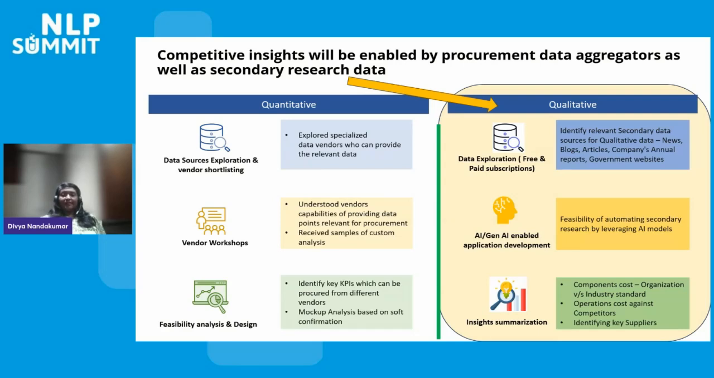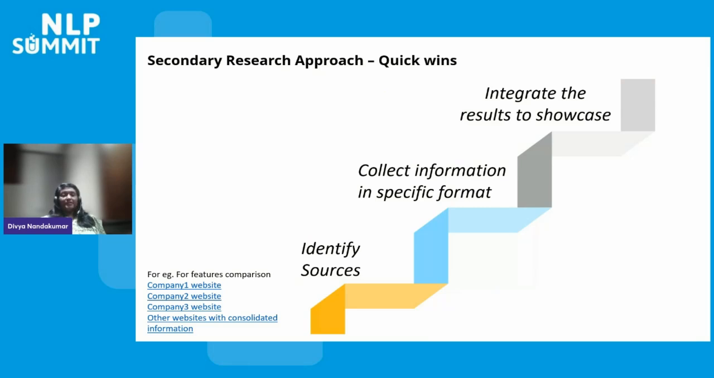When it comes to the qualitative insights, that would be supported by secondary research data. Today, we'll focus a little bit more on the qualitative analysis, where we try to gather the information from the internet. It could be the news or blogs or the company annual reports and more. So, there could be some dedicated websites that you want to feed into your Gen AI chatbot application, which you want to use as primary sources. It could then collect the information in a specific format and showcase the results to you in the required format.